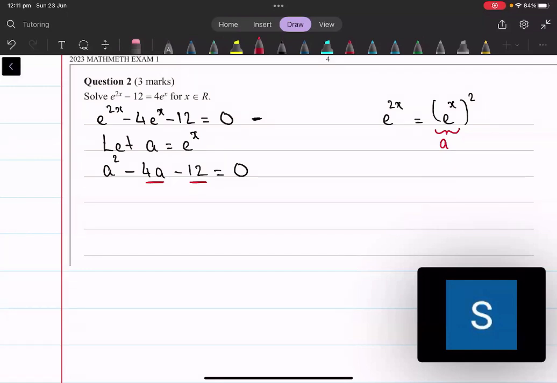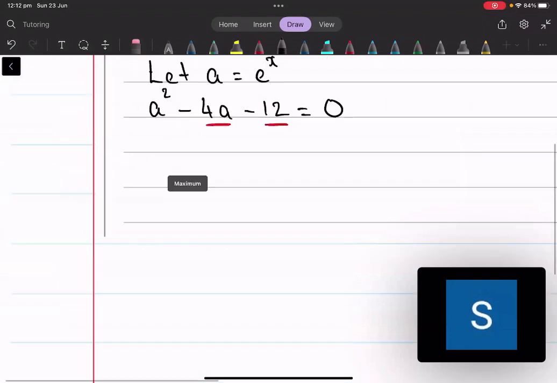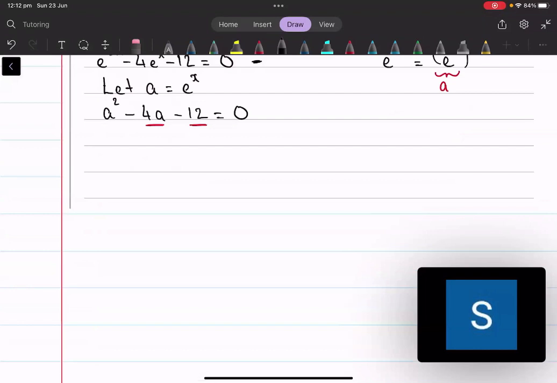So we got 2 and 6, 3 and 4, 12 and 1 if you really want. Of those pairs of factors, the pair that would add to give us negative 4 is negative 6 and positive 2. So then we can write this out as (a - 6)(a + 2) = 0.